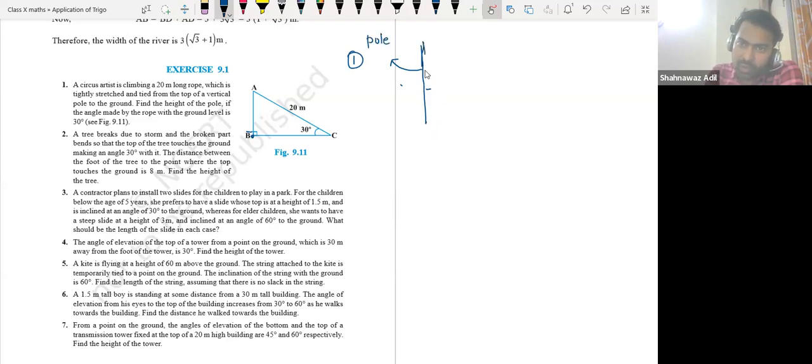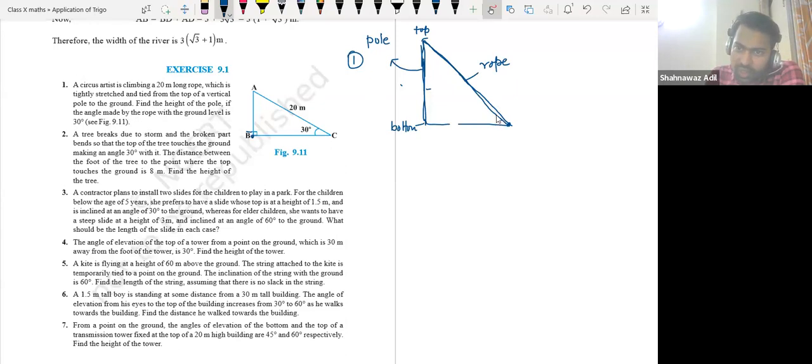From this pole, this is the top of the pole, and this is the bottom. One rope is attached, which is tightly stretched and tied from the top of a vertical pole to the ground. So this is the ground, and this is the rope. Now find the height of the pole if the angle made by the rope with the ground level is 30 degrees.